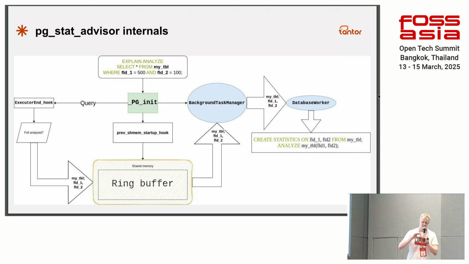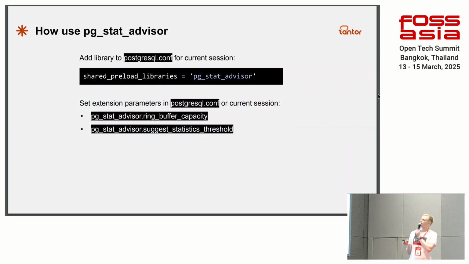about the plan, a message is displayed about the command that you should run. More details in the next slide. About configuration: in this extension, you have two GUC parameters. Firstly, in order to load this extension, you should write it in postgresql.conf in shared_preload_libraries. And when you start your instance, this extension allocates memory for a ring buffer, and the capacity of this memory is set by the ring buffer capacity parameter.